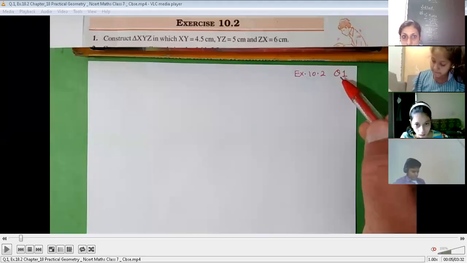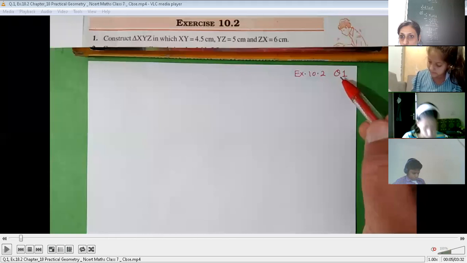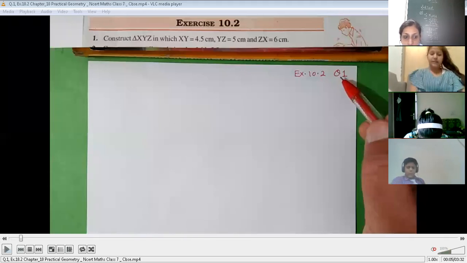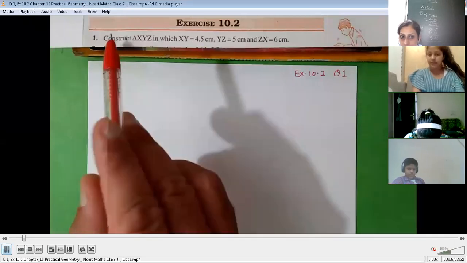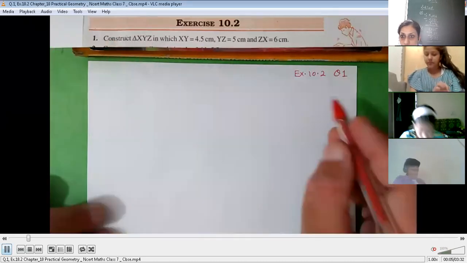Exercise 10.2, question number 1. We have to construct a triangle XYZ. Here, three sides are given: XY, YZ, and ZX, 4.5, 5, and 6 centimeters. So, we'll use the SSS congruence criteria over here.